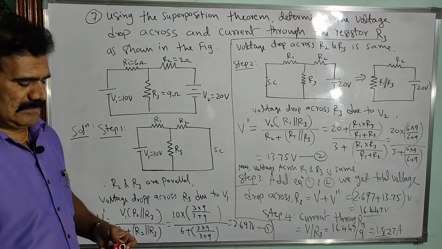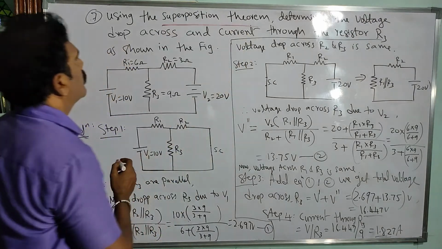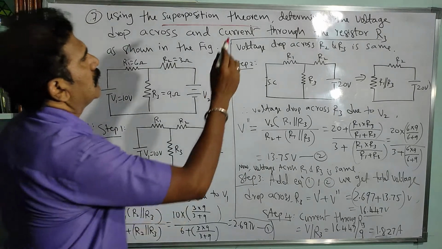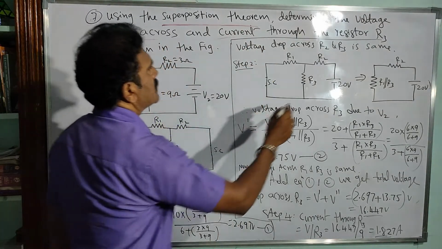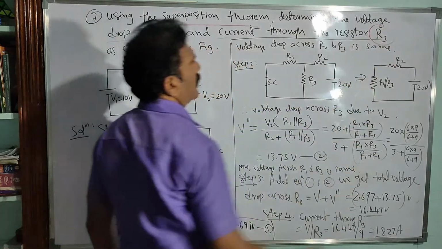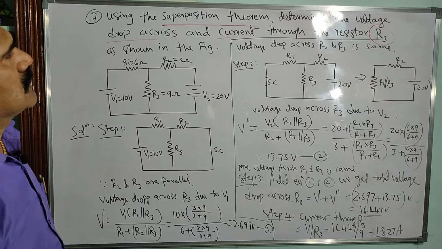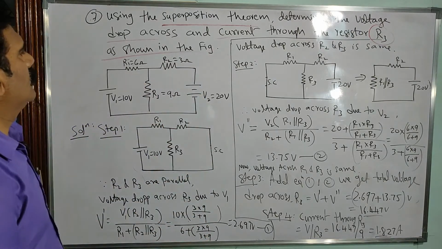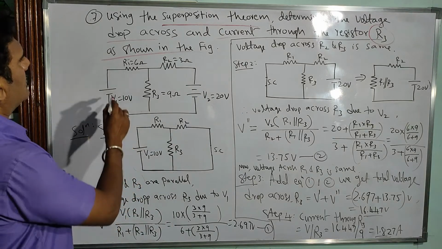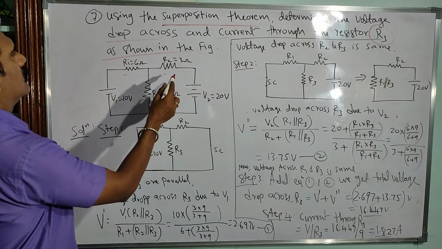Okay, now look at the next problem on superposition theorem. Using the superposition theorem, determine the voltage drop across and current through the resistor R3. They have given particularly one resistor in the network. Through that resistance you have to find the current and the voltage drop, as shown in the figure. Now just look at the figure. It has R1, R2, R3, and the values are also given: 6 ohms, 3 ohms and 9 ohms.